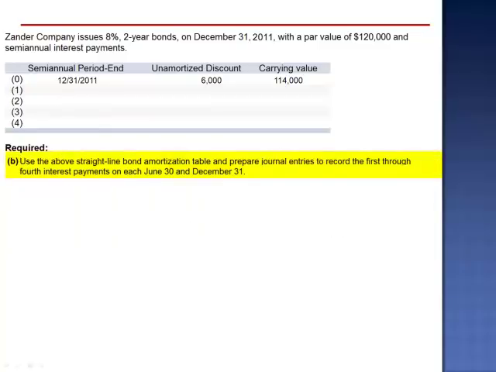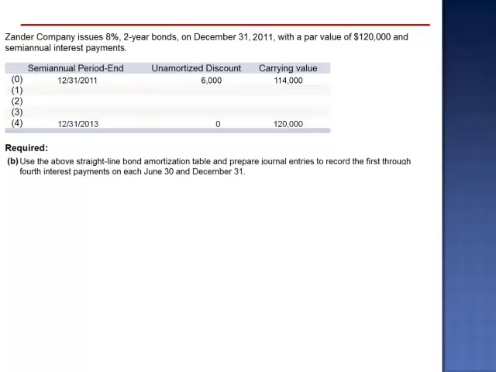Letter B asks us to use the above straight-line bond amortization table and prepare the journal entries to record the first through the fourth interest payments on each June 30th and December 31st. Well, first we have to complete the amortization table. And let's go about this the easy way. We know that on December 31st, 2013, the end of the two-year period, the balance in the unamortized discount account has to be zero, because the carrying value at the end of the bond's term must always equal the par value, $120,000.